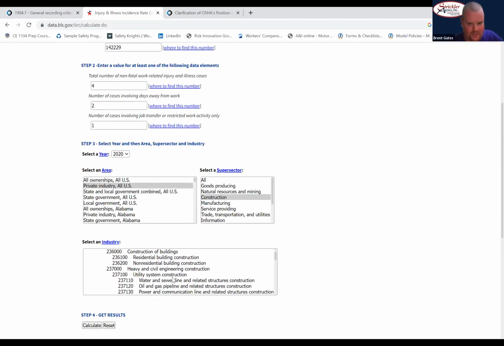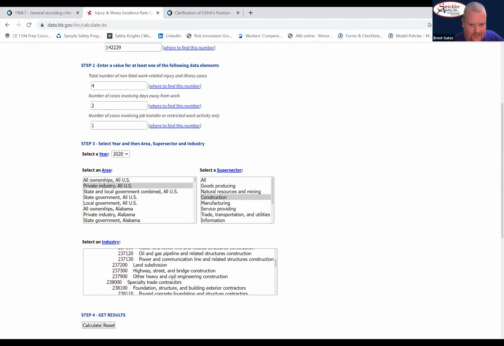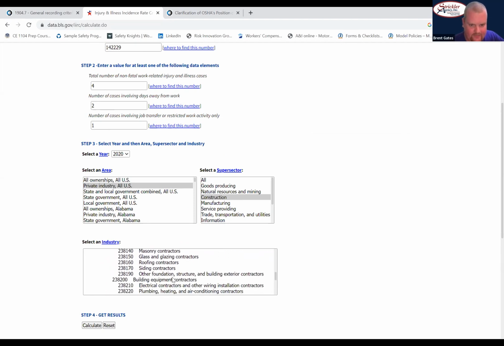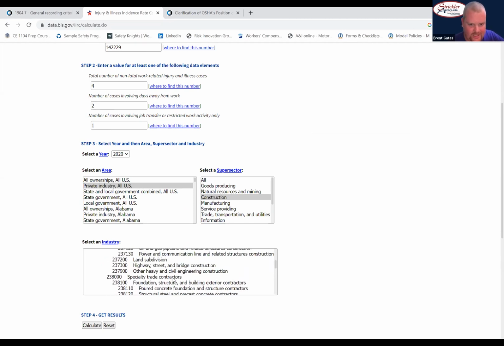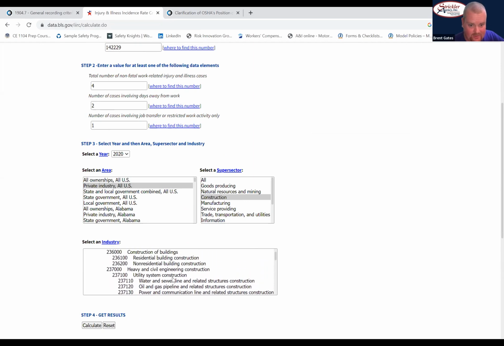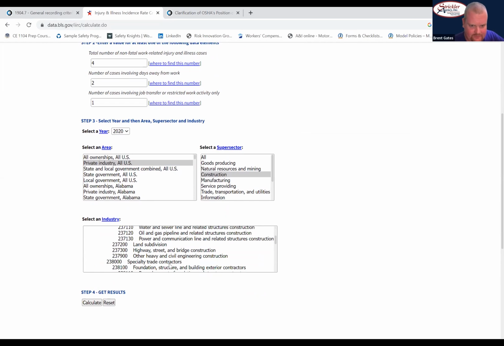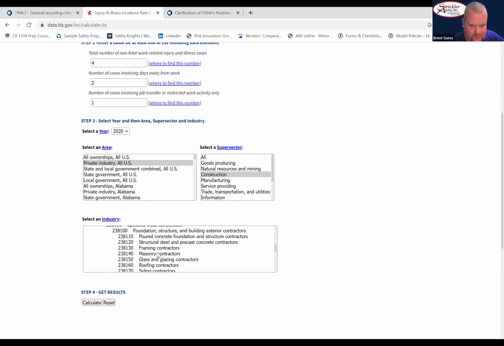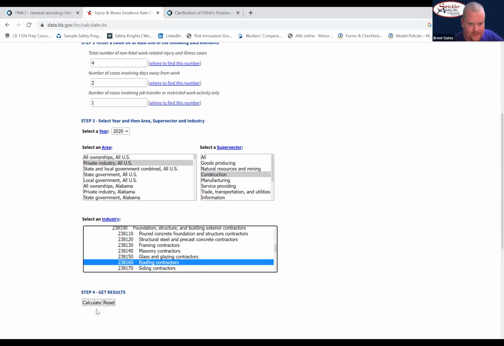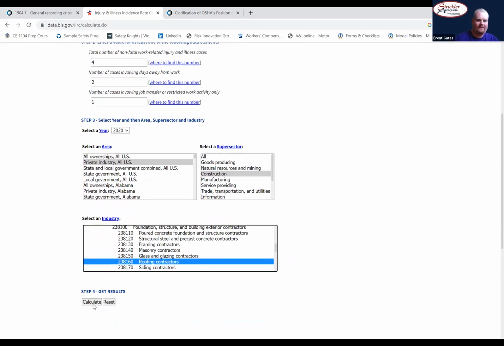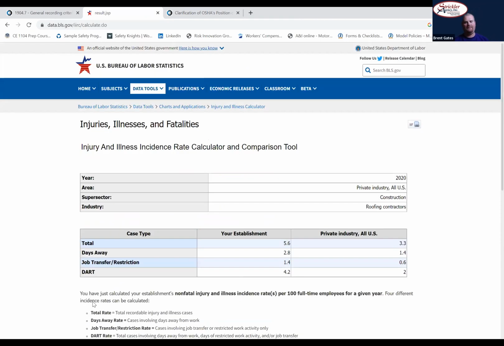Okay, so we go into construction, and then we need to find our NAICS code. So I don't know the NAICS code for excavators right off the top of my head, but they're all construction NAICS codes will be in here. We're just going to pick something. Let's do roofing contractors instead. So we put in all of our information above, and then we're going to compare ourselves against every other roofing contractor in the United States.